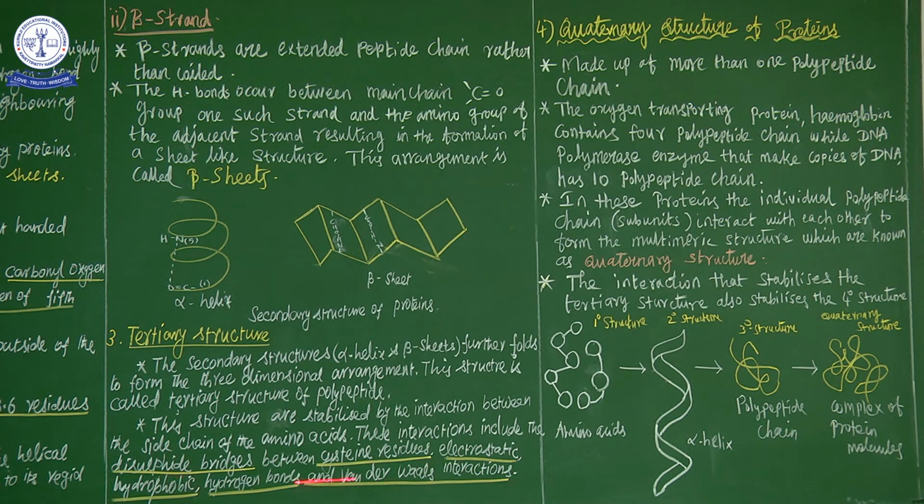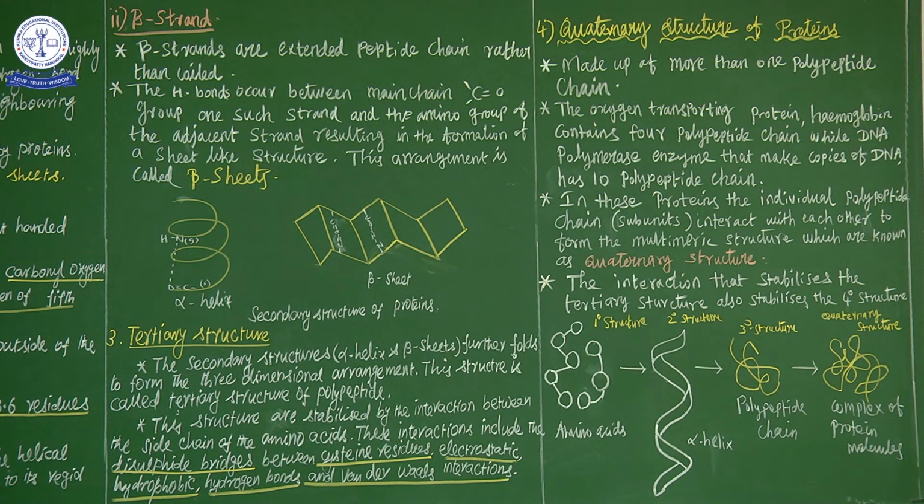So the interaction includes disulfide bridges between cysteine residues. So electrostatic, hydrophobic, hydrogen bonds and van der Waals interaction. So not only the disulfide bridges. So disulfide bridges மட்டும் கிடையாது, கூட என்ன ஆகுதுங்க, there is a formation of electrostatic, hydrophobic, hydrogen bonds and van der Waals interaction. Those all are formed between those amino acids. So இது எல்லாமே form ஆகி stabilize பண்ணுது.